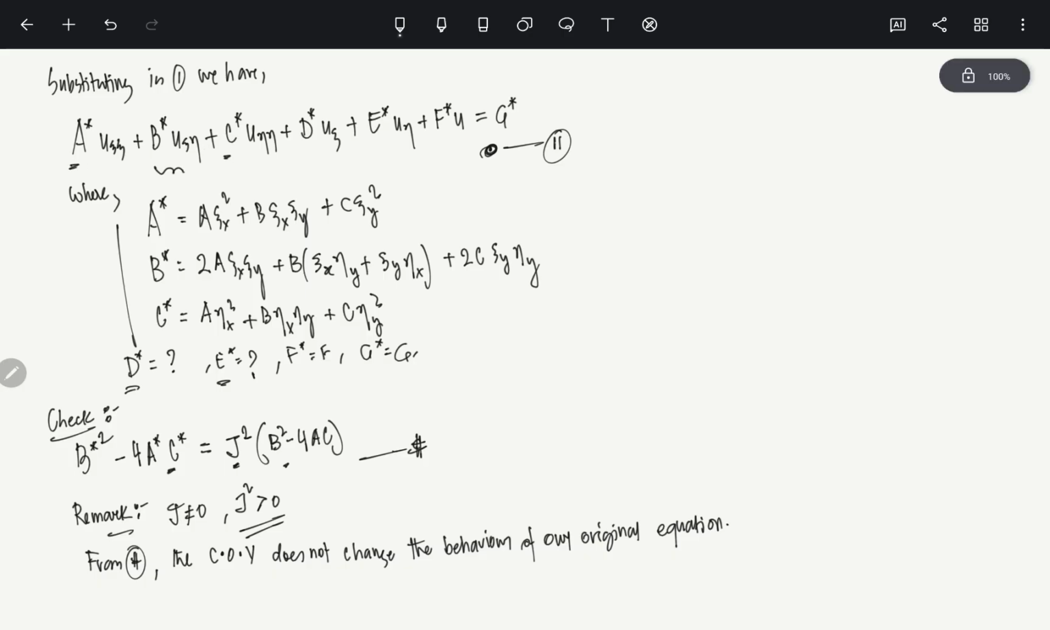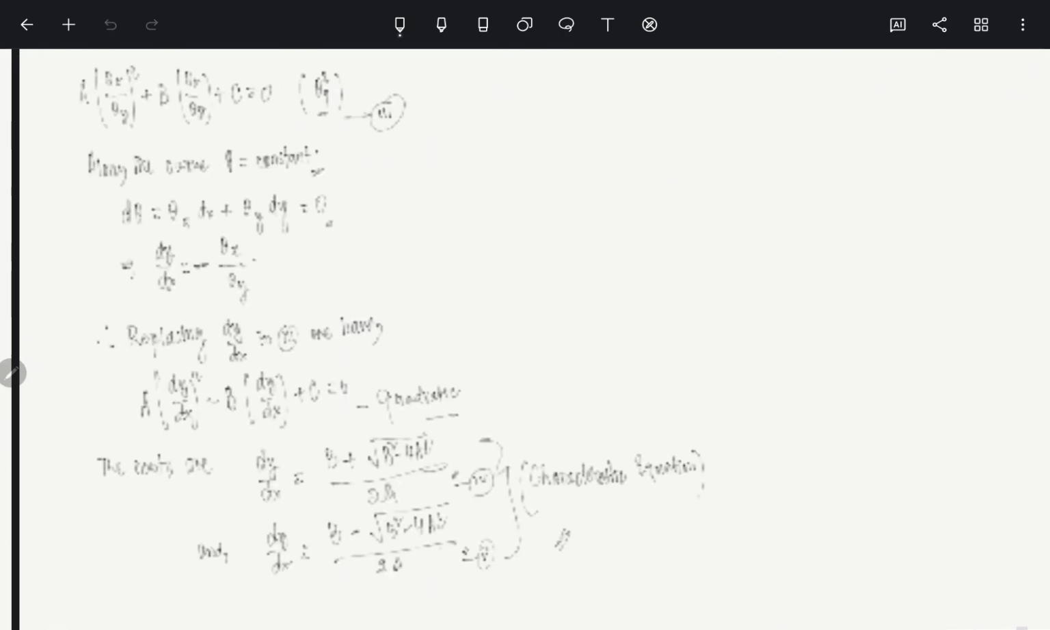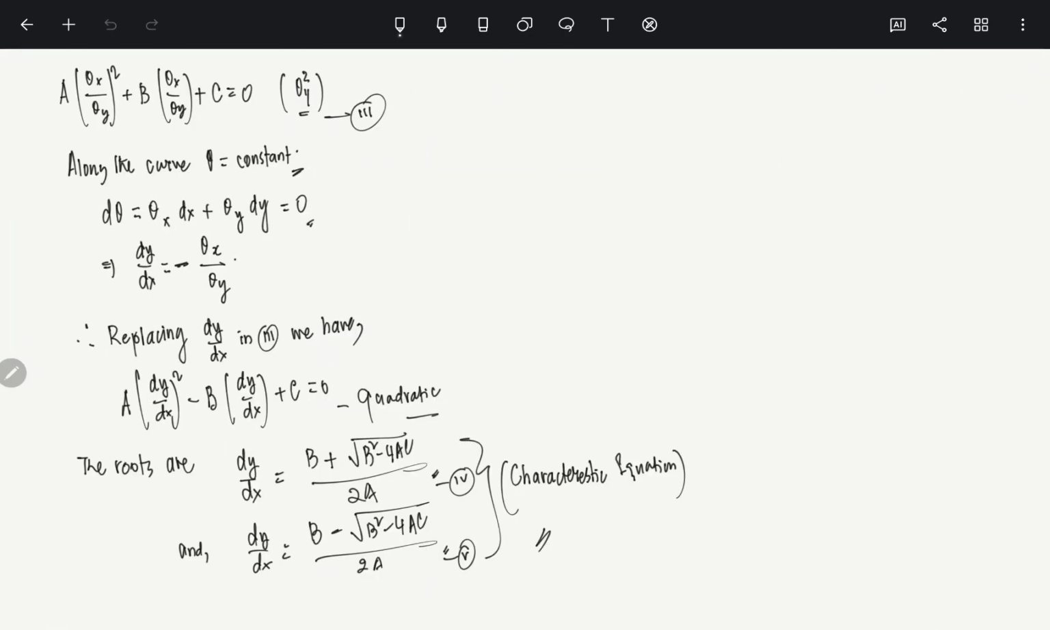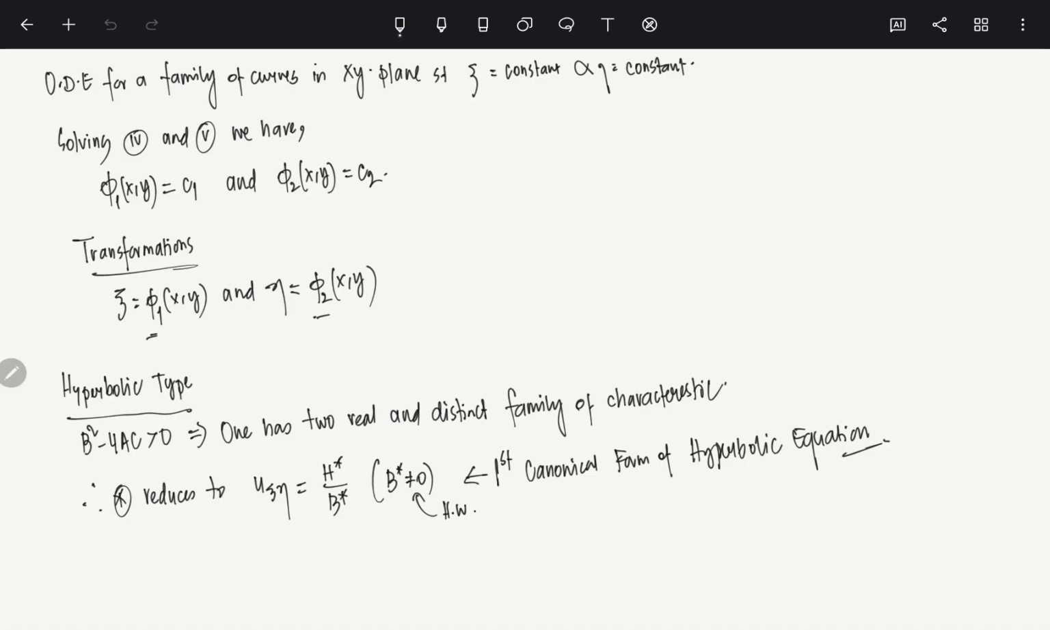So basically we are only left with this particular term along with the lower order terms, but lower order terms do not contribute to the overall behavior of the problem. Of course the solution changes, but the behavior of the problem, whether it is elliptic, hyperbolic or parabolic, does not change. So in the hyperbolic case, A star and C star are going to be 0, and we get two real and distinct families of characteristics.